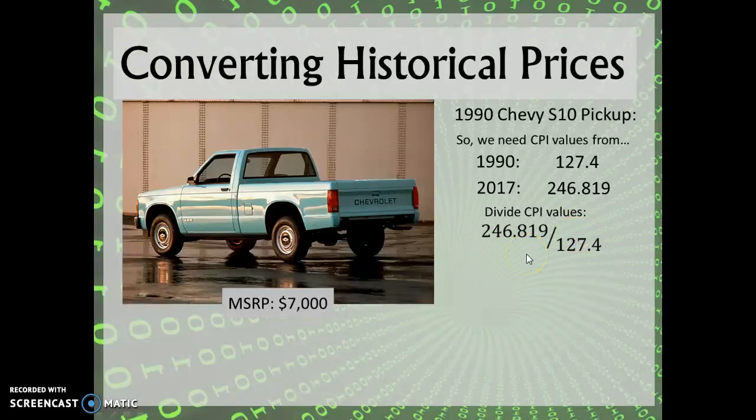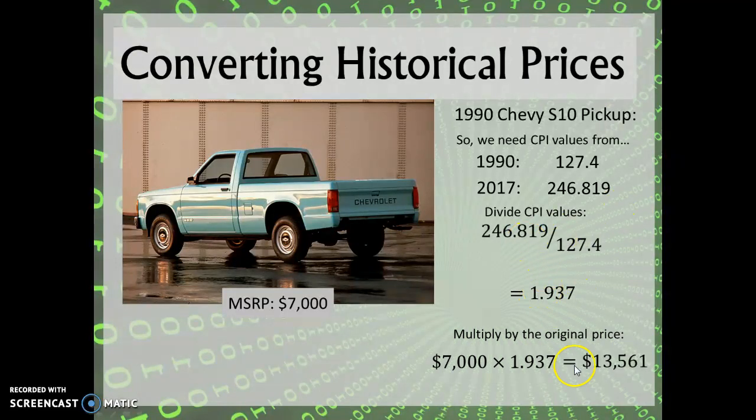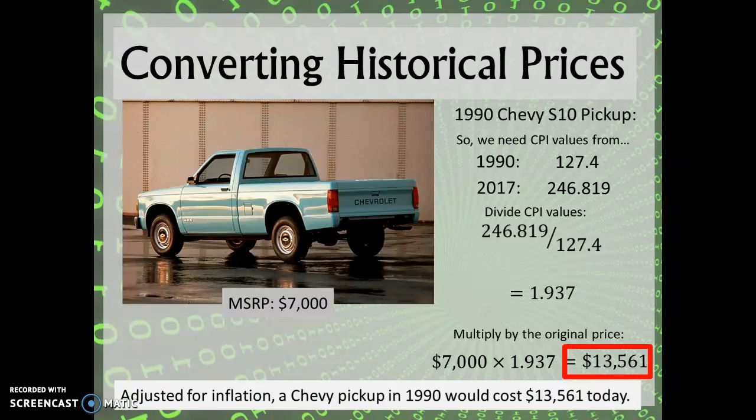I take out a calculator. I'll let you do this. You divide and get 1.937. After you divide, you multiply that by the original price. 7,000 was the original price of the truck. Multiply by that CPI number, 13,561. There's some pennies. I'm going to round it off. That number is my adjusted for inflation price.